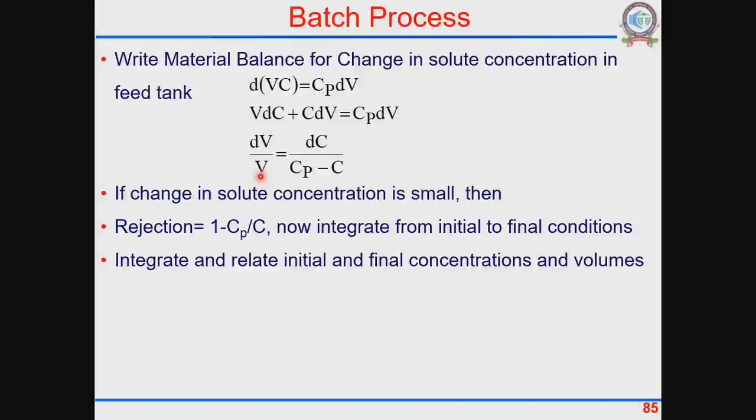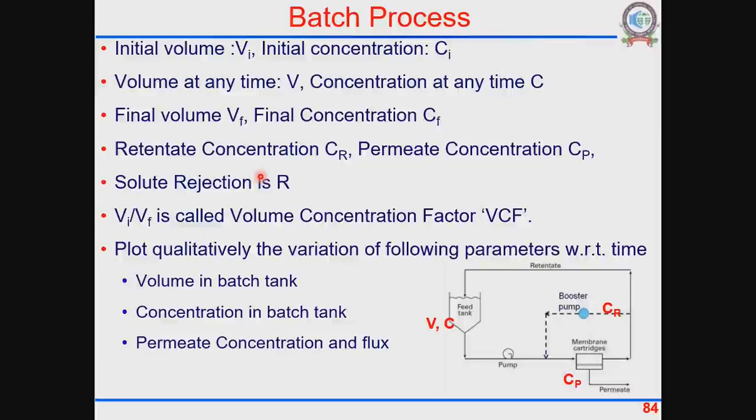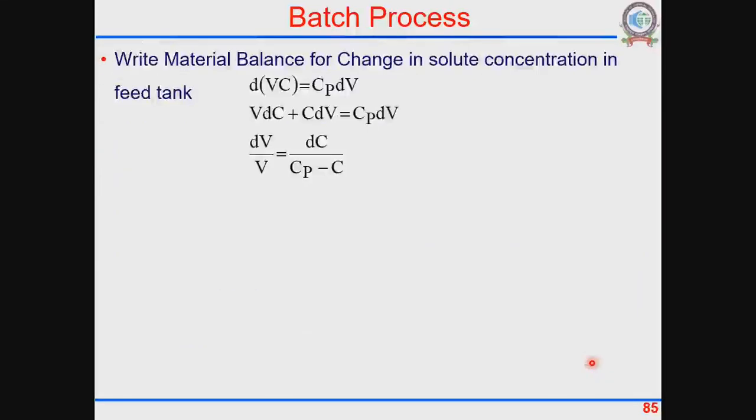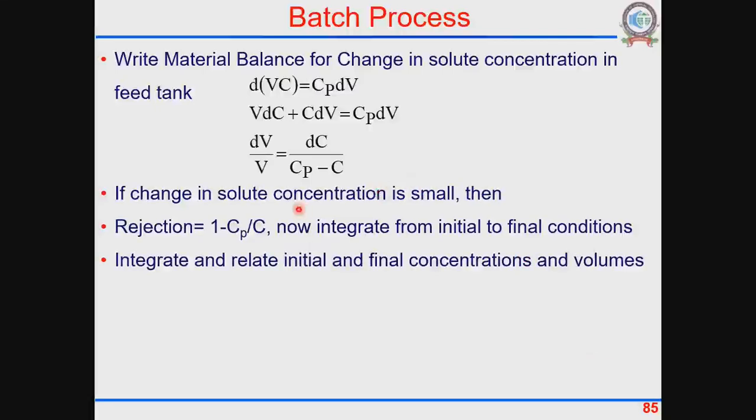So just to help you do this, if the change in solute concentration across the module is small, that means the change in concentration across the module is small, right? Which means this change takes very long time as compared to the residence time in the module. If this change in concentration across the module is small, then the rejection we can say is 1 minus Cp divided by C.